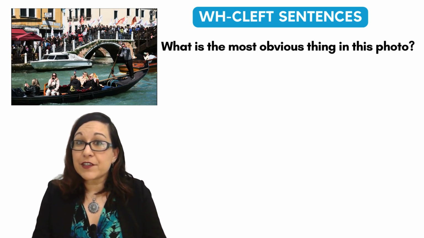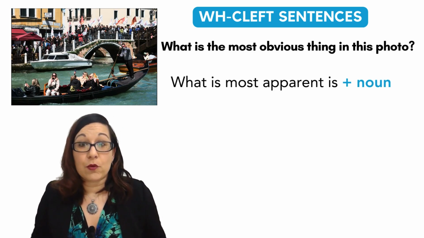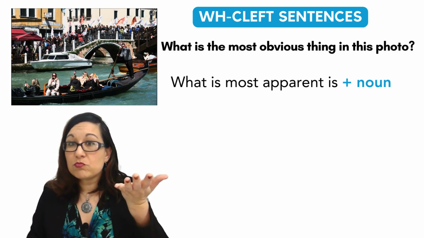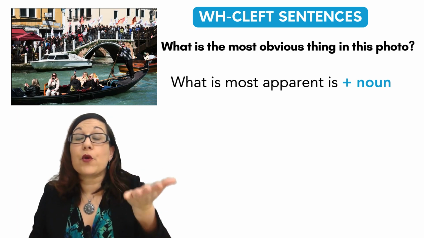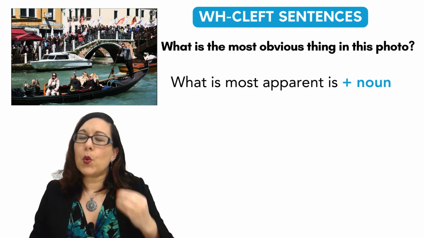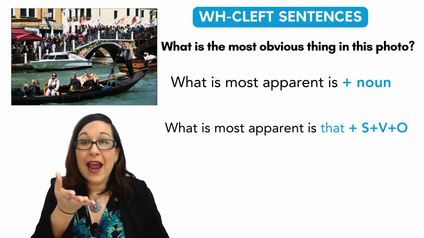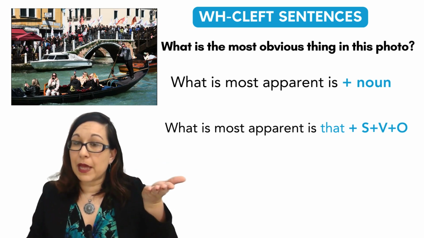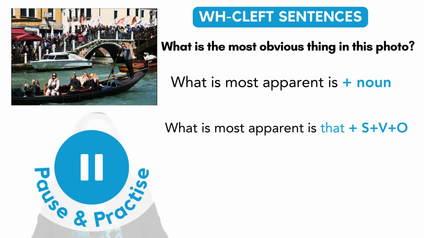Now, we've got a couple of different sentence structures that we could use. We can either just put in a noun. What is most apparent is, give me that noun. What is the first thing, the first object, the first person that you see? Or you might want to use a full clause. So, what is most apparent is that subject, verb, blah, blah, blah. Okay, now pause this video, think of your own examples, then join me and we're going to have a look at some more.